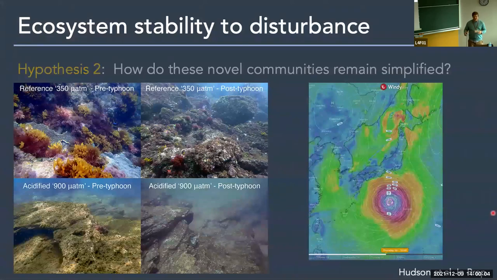One of the other aspects we have, so obviously in Okinawa, you're going to be far more familiar than I am with typhoons, but we increasingly are getting typhoons up where we are.